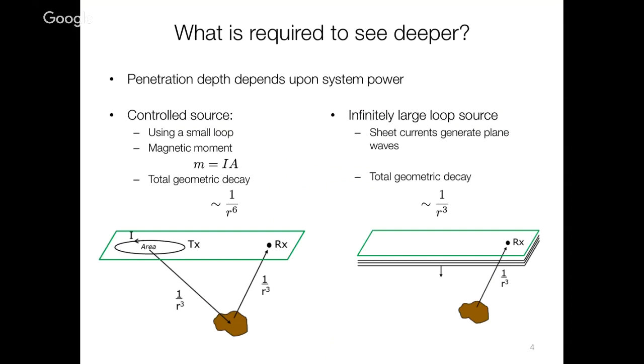What we'd really like to do is to get rid at least of this geometric decay. And we could do that by imagining, let's suppose we had a really, really big current loop, say 100 kilometers by 100 kilometers. And then the field in the middle of that loop would be basically a plane wave that's coming down. And then we don't have a total geometric decay of 1 over r cubed. So that would be good. Unfortunately, we can't do that, right? It's kind of hard.